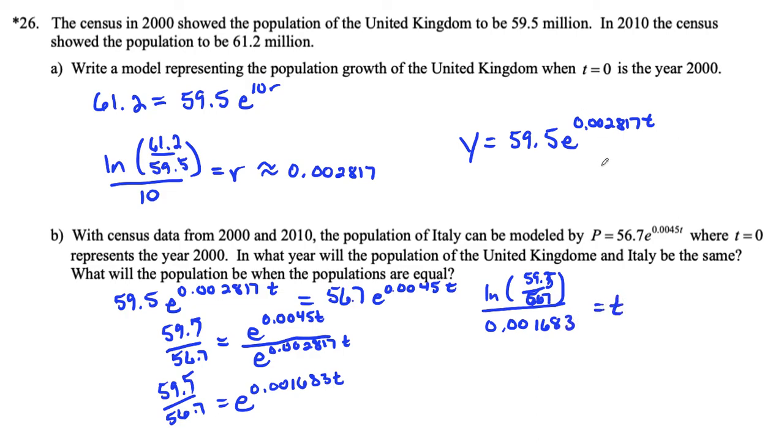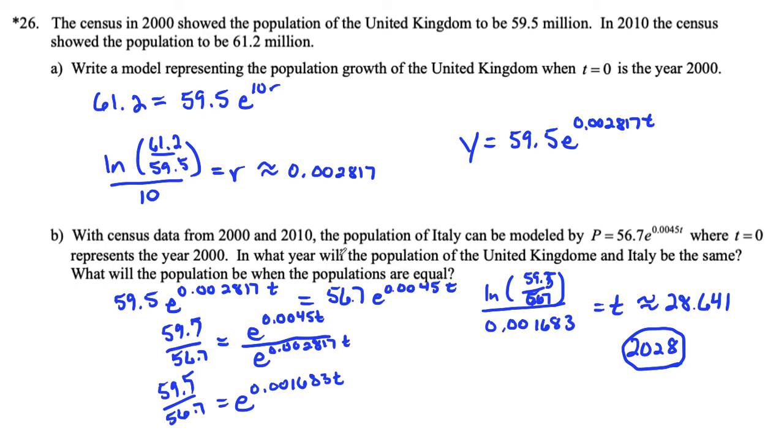And when you type that into your calculator, you are going to get approximately 28.641. So this means, in what year will the population be the same? It's going to occur in the year 2028.